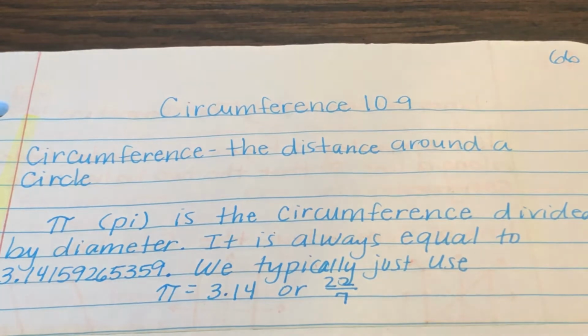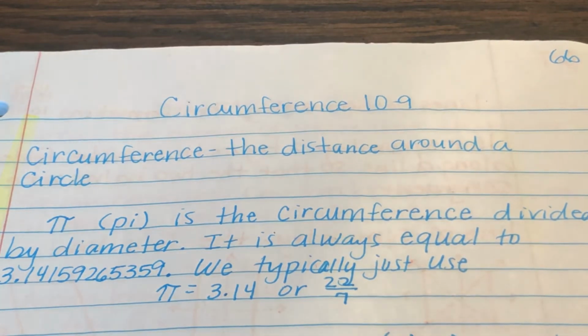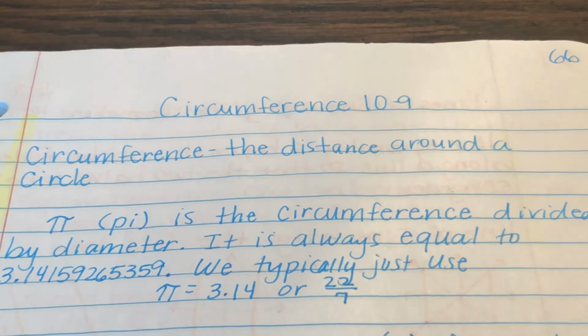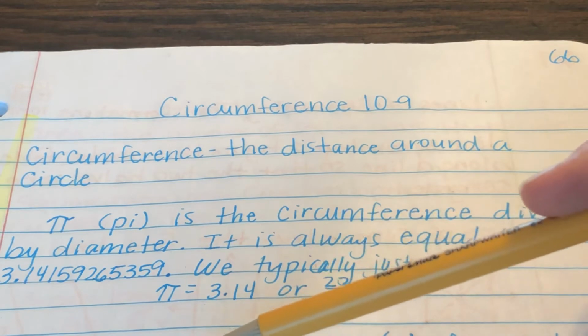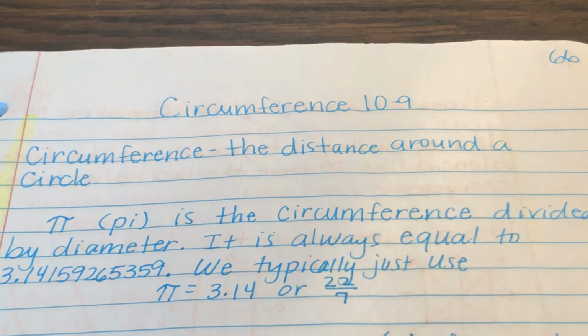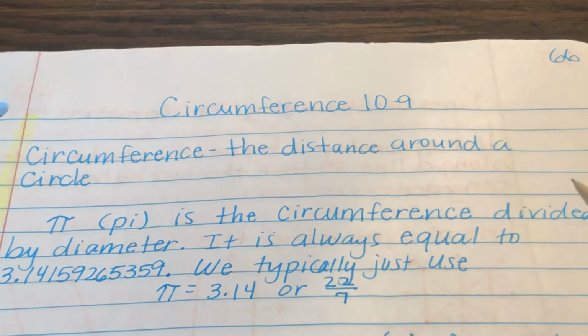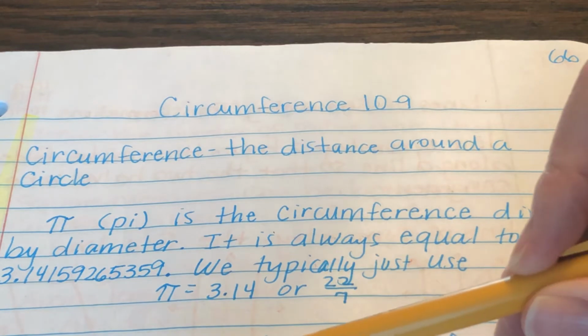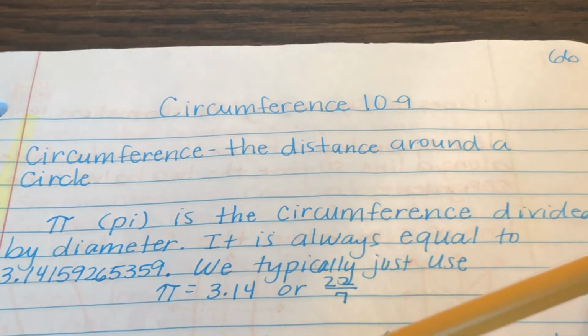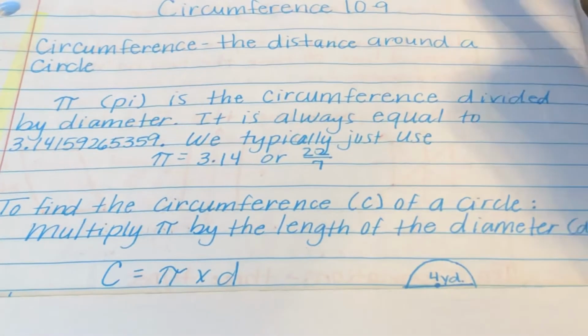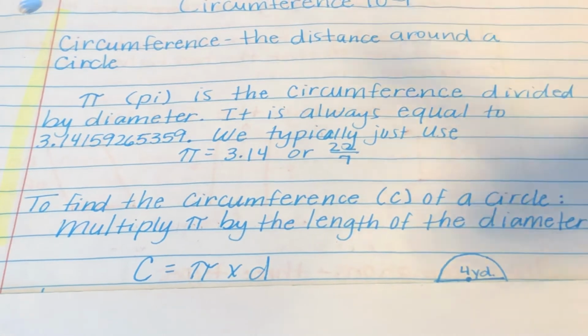Now, when we take a look at the formula to find pi, so when you find the circumference, which is C, of a circle, you have to multiply pi by the length of the diameter. So to find circumference, we have to multiply pi by the length of diameter. So if you know the diameter of a circle, the formula is going to be C equals, circumference equals, pi times diameter.